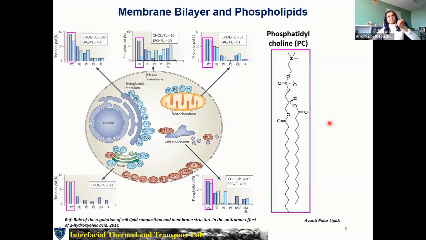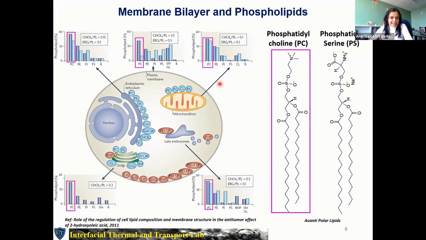So phosphatidylcholine or PC lipids are present in both eukaryotic and mammalian cells, and they are zwitterionic. It's very important to understand the charges of the lipids, and I'll show you why in the next few slides. We call this a zwitterionic lipid because it has a positive charge and a negative charge moiety, but together there's a net charge of 0.